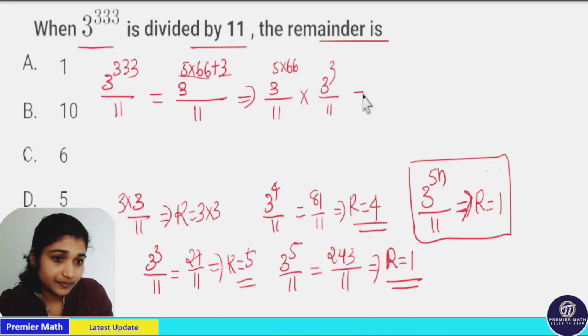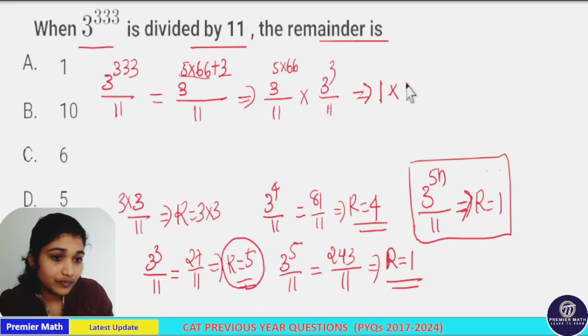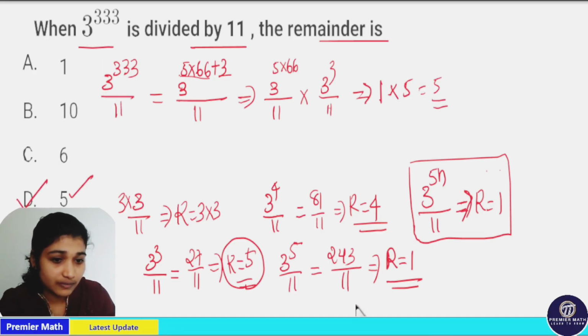Now in 3 raised to 5n, remainder is equal to 1. So here in this term, the first term remainder is 1. And here we have into 3 cube by 11, remainder is equal to 5. So 1 into 5 is 5, which means in 3 raised to 333 divided by 11, remainder is 5. So option D is your answer.